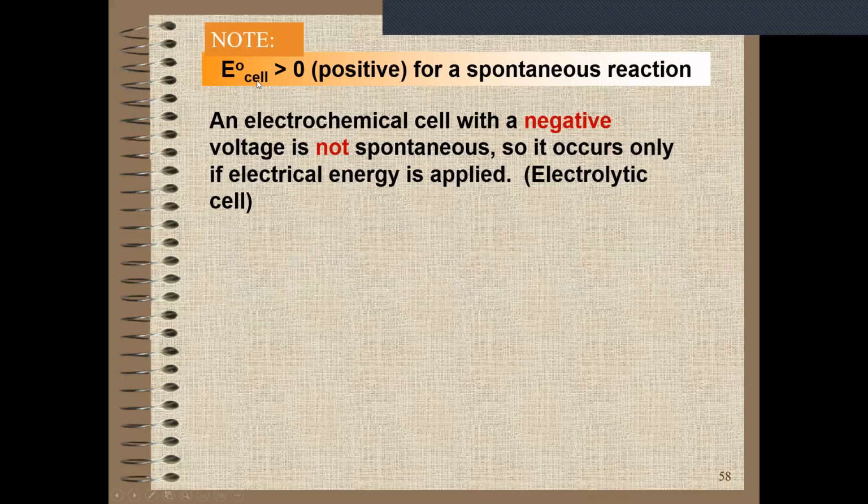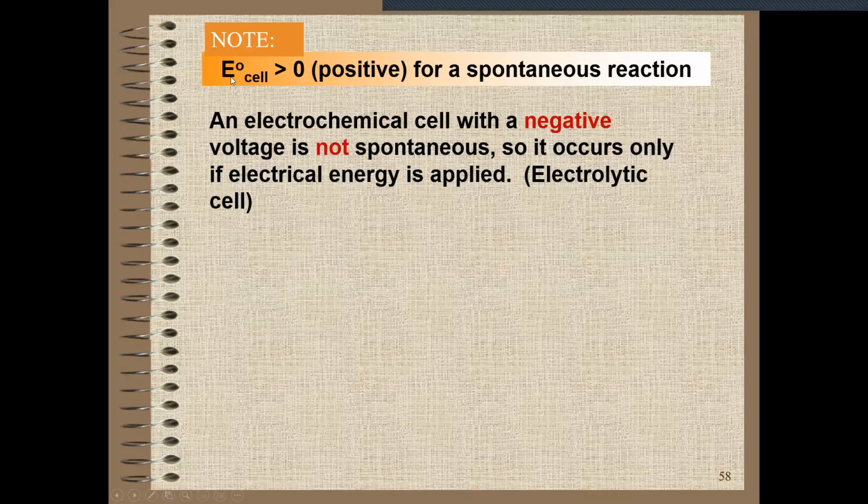Now, the cell potential, the voltage, has to be positive. This you can put as E or just V as in voltage. This is called cell potential or voltage. It has to be positive because it's not going to operate if it's not.